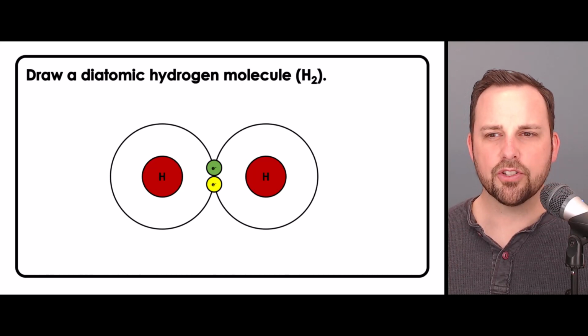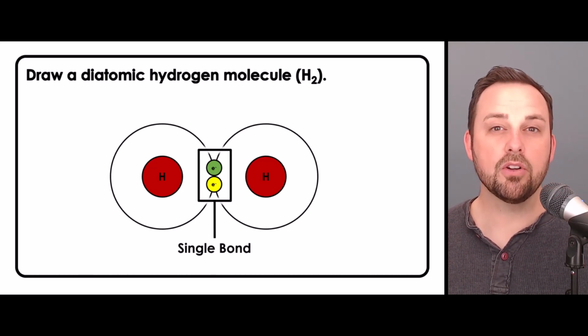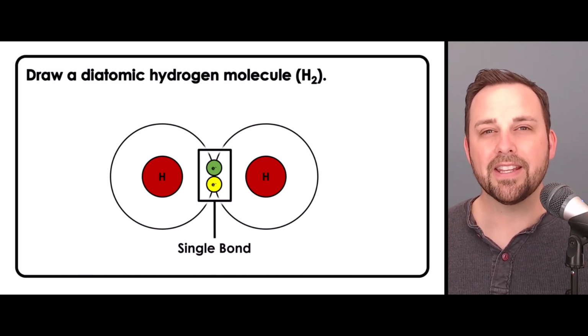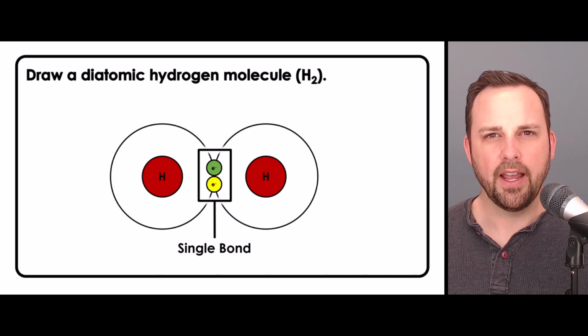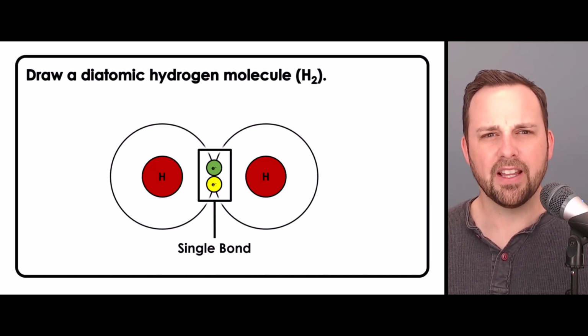So this is a description of what we call a single covalent bond. It's called a single covalent bond because each atom is only contributing one electron, and that makes two total. So you can think of it like this. It's one set or one pair of shared electrons.